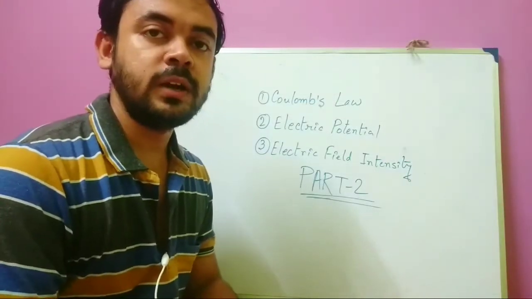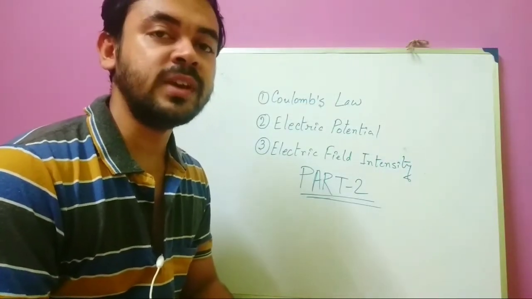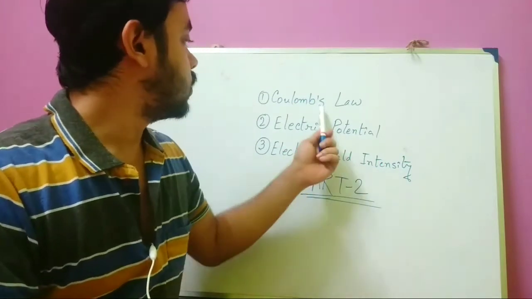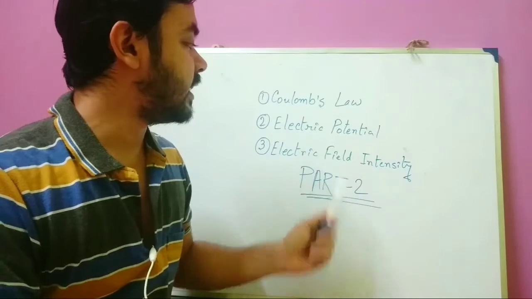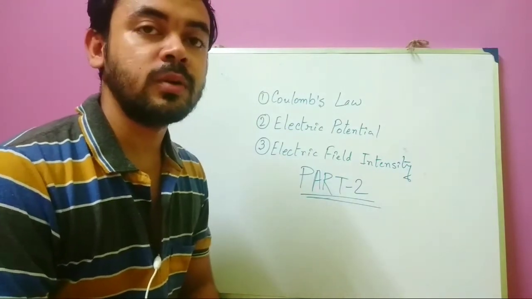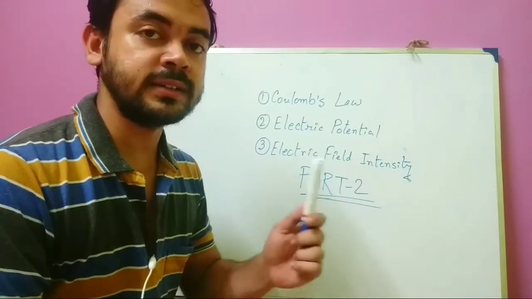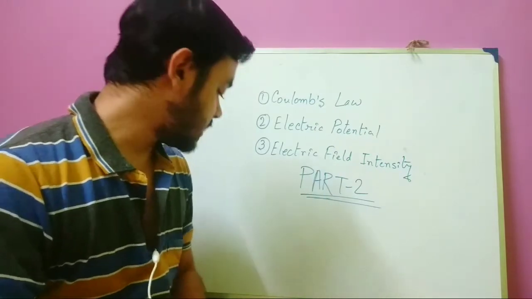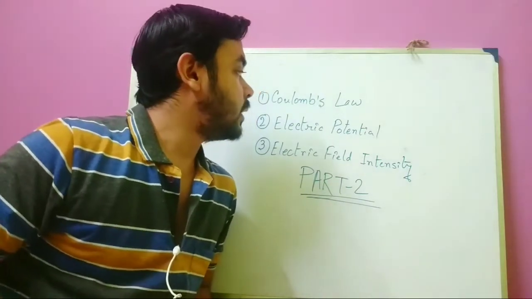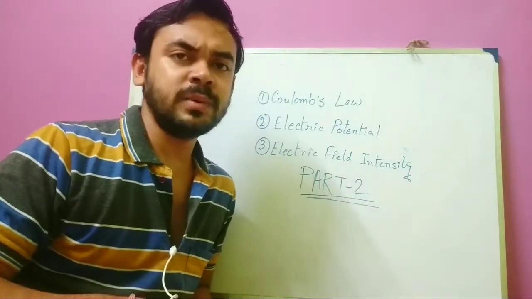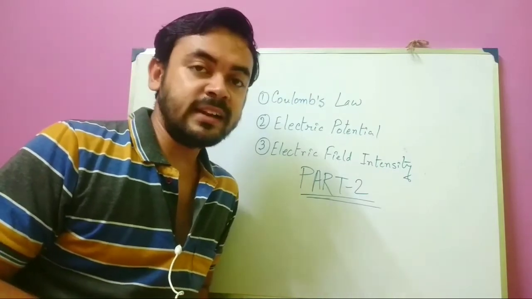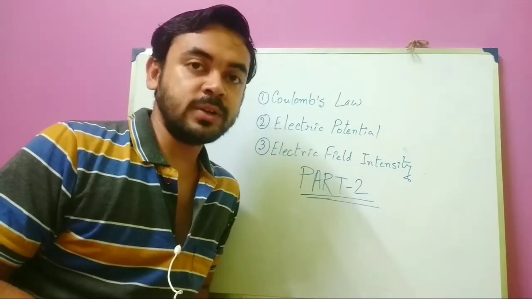Hello viewers, today we will solve some previous year numerical problems on Coulomb's law, electric potential and electric field intensity. This is part 2. In the previous part, that is in part 1, we discussed 5 important previous year problems, and today we will solve some more important previous year problems. So without wasting any time, let's start the video.